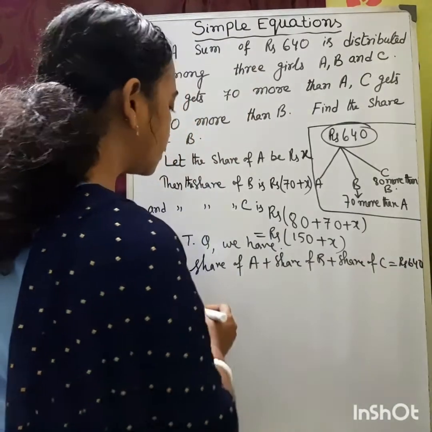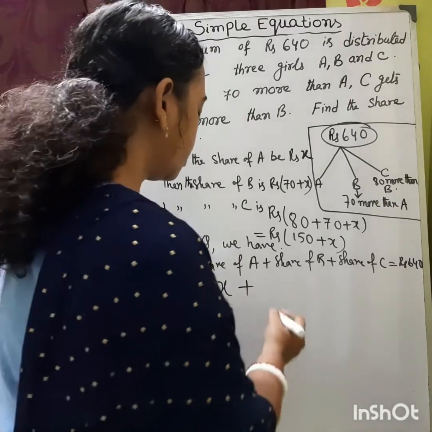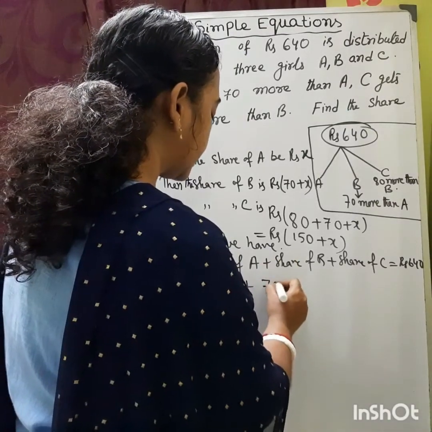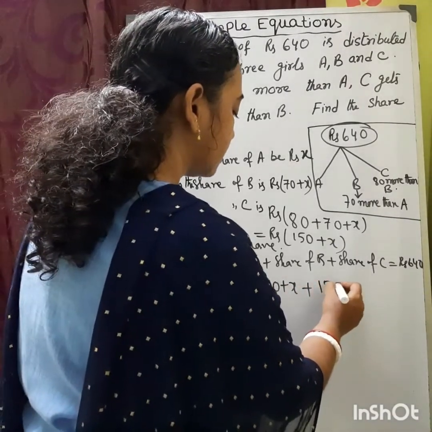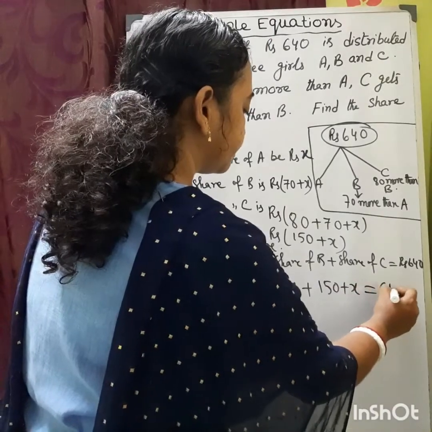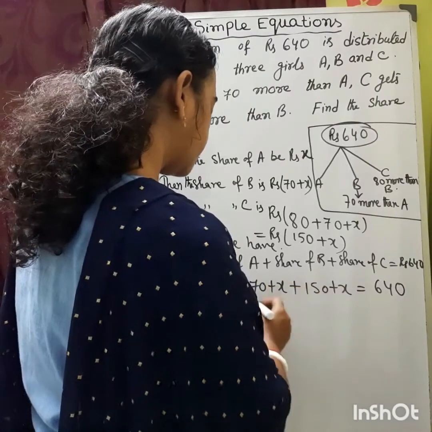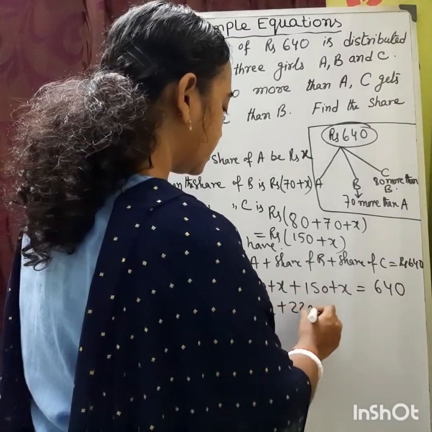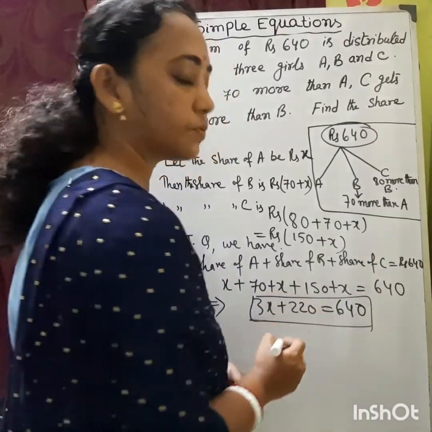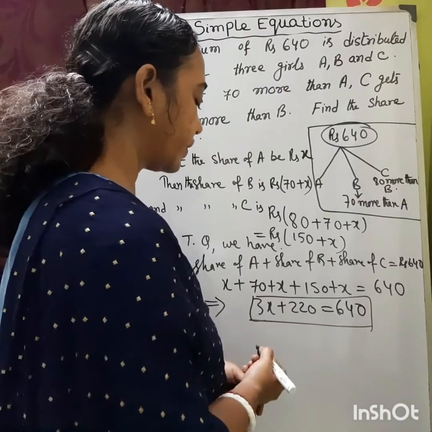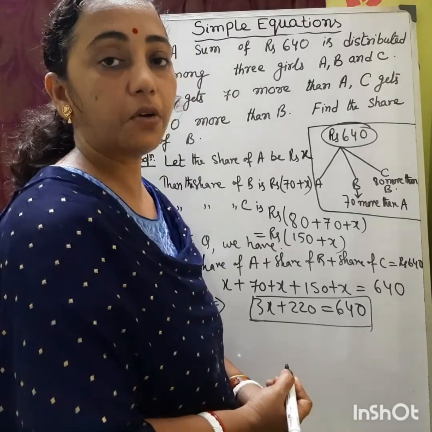So this implies, what is the share of A? That is rupees X. We are just writing the variable only. So share of B is 70 plus X, plus share of C is 150 plus X, is equal to 640. We get an equation from these conditions, that is x plus x plus x, 3x, plus 220 is equal to 640. So we get the equation 3x plus 220 is equal to 640. Now solving this equation, we will get the value of x, which will be the share of A.